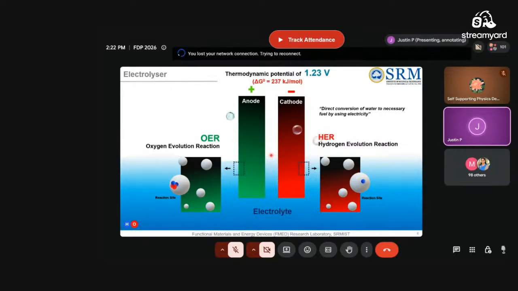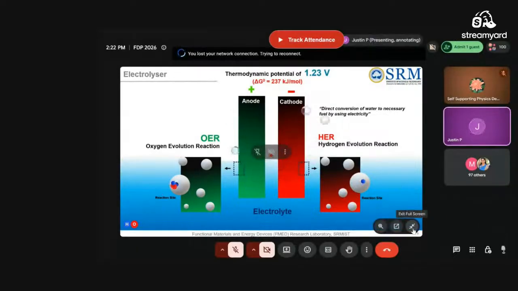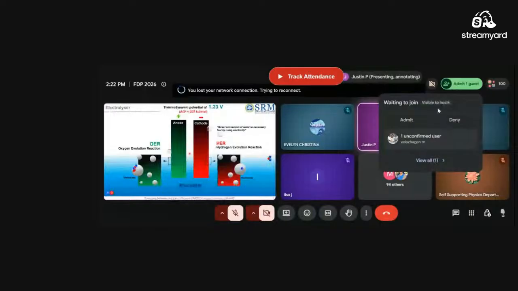So if you convert this 237 kilojoule per mole in terms of voltage, the value will be 1.23 volt. Which means if you want to reduce the water into hydrogen and oxygen, you need to provide a minimum potential of 1.23 volt. Okay, so that is the thermodynamical bottleneck you have to face here.